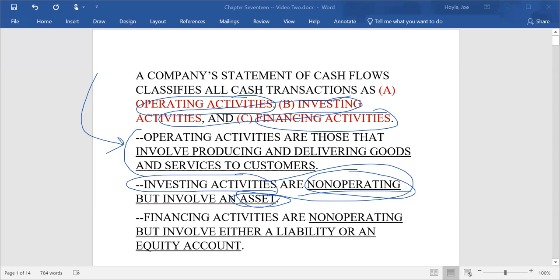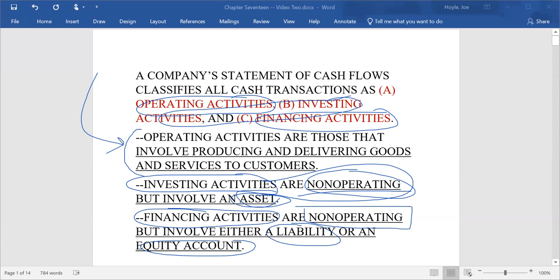And then the third section of the statement of cash flows is the financing activities. Financing activities, like investing activities, are non-operating in nature. They're not part of the daily operations of the business to produce and deliver services and products. But in this case, they involve either a liability, for example, a bond payable or a note payable, or an equity account, such as treasury stock or a cash dividend or common stock or preferred stock.